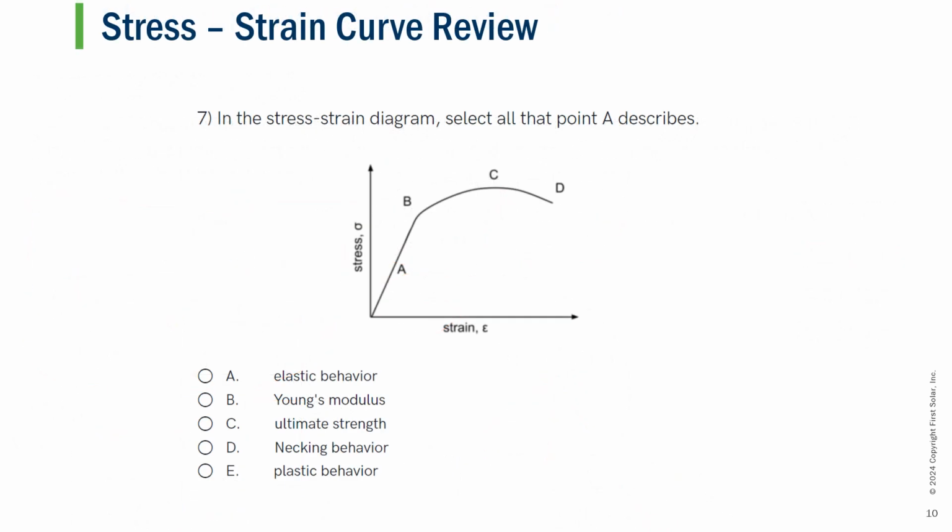So, kind of reviewing some parts of the stress strain diagram, which is, in my opinion, pretty critical in understanding the different aspects of it. This is asking, in the stress strain diagram, select all the points that point A describes. So point A is essentially referring to this linear section in the stress strain diagram. So our options are the elastic behavior, the Young's modulus, the ultimate strength, necking behavior, or plastic behavior.